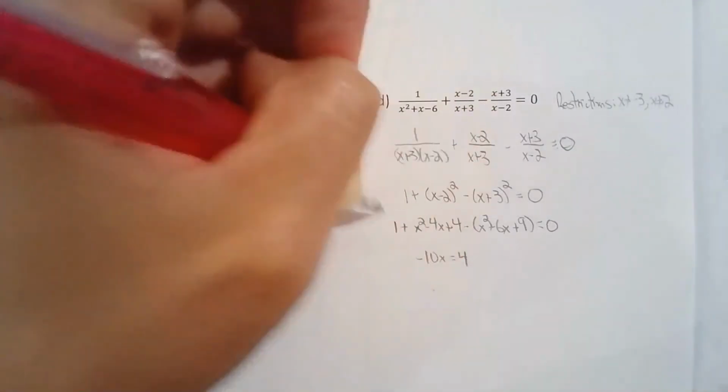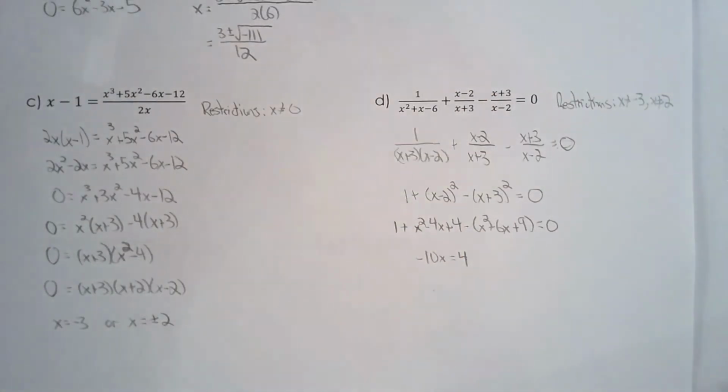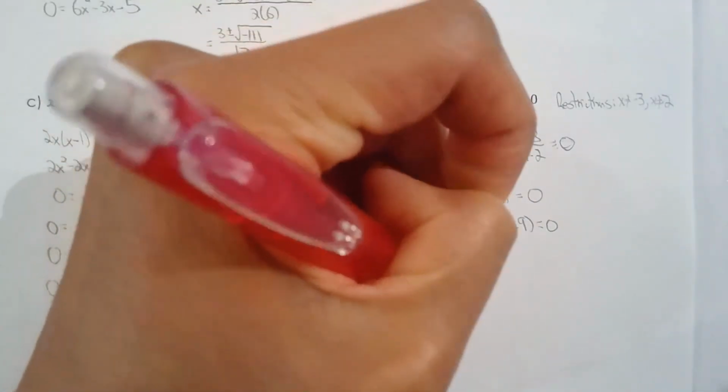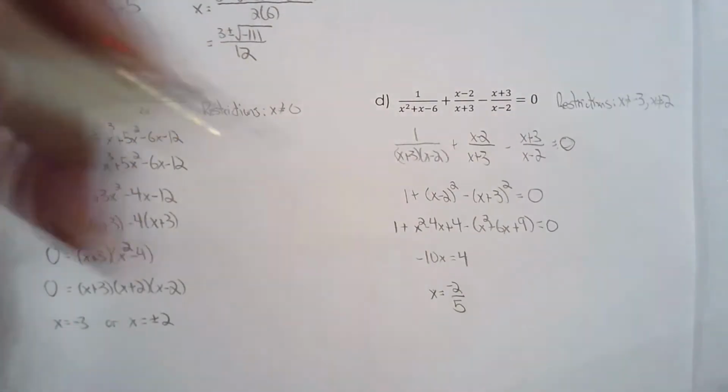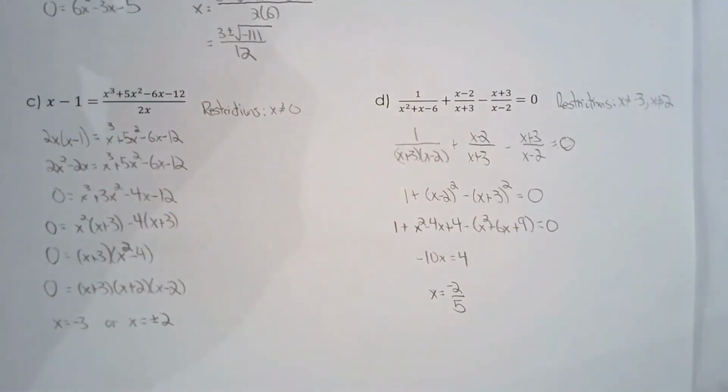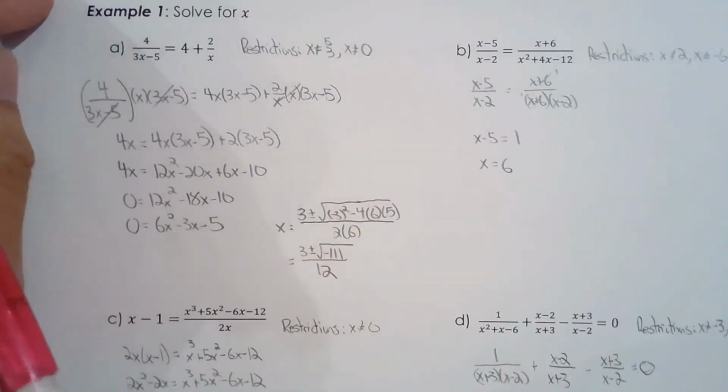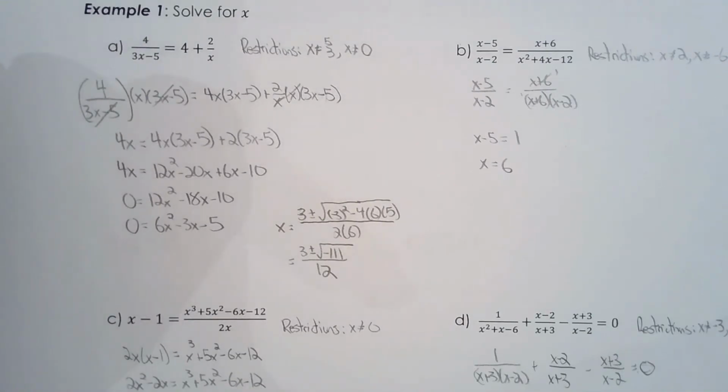Please don't do what I did. Just take your time and show as many steps as you need. We're running a big risk here. Divide both sides. Negative 2/5. When in doubt, sub it in. Check if left side equals right side. Okay, so on the next page, we're going to do the second half of this lesson, which is solving rational inequalities.